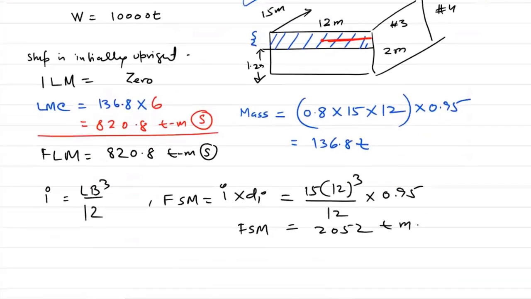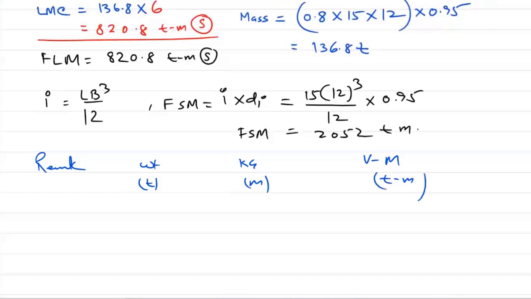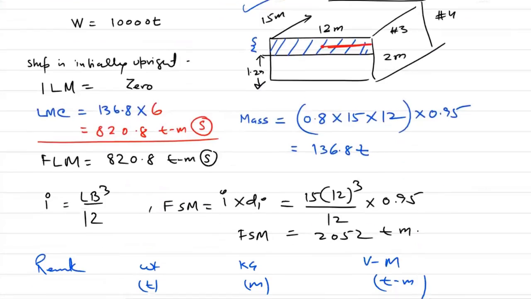So you have free surface moment. Nothing else is there. This is a cakewalk. Remark, weight, kg, vertical moment. That's why I said this question seems to be similar. Let's solve it. So first is ship. Weight is 10,000. What is kg? Sir, kg is 7.075.